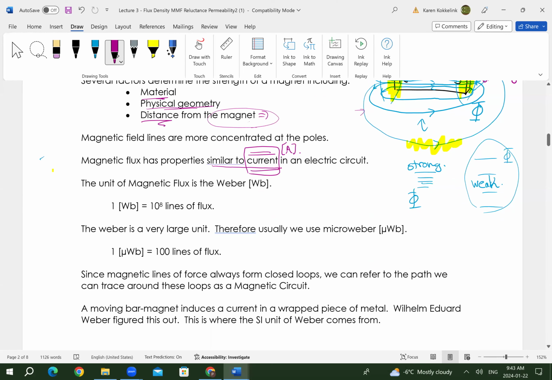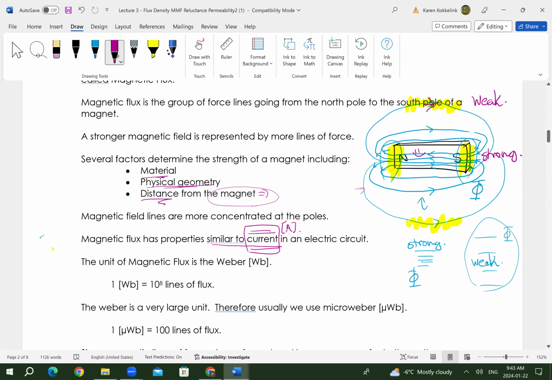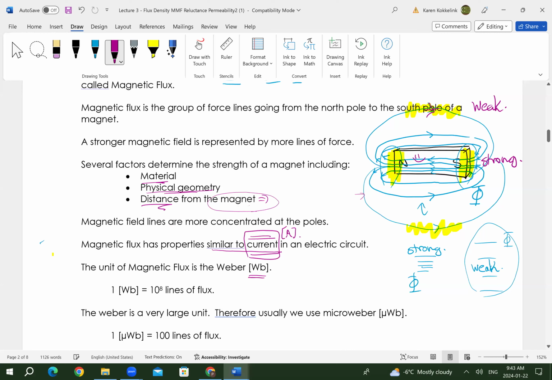The unit is a Weber, but a Weber is a count. This is actually a count. So a Weber is equal to magnetic flux.